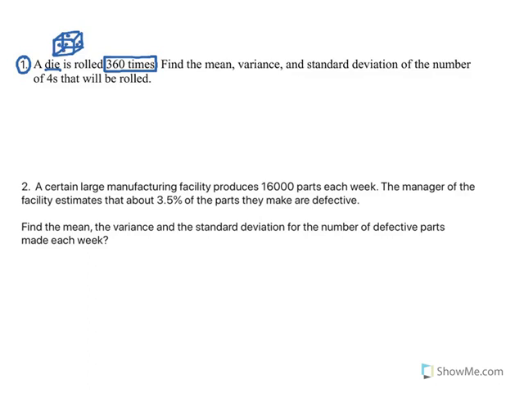Okay, so a die is this one. It's rolled 360 times. So this means we have n trials. The n trials are 360, the number of trials here. Then find the mean, variance, and standard deviation of, let's see, of what? Of the number of 4s that will be rolled. So for us in this case, read again, the number of 4s that will be rolled.